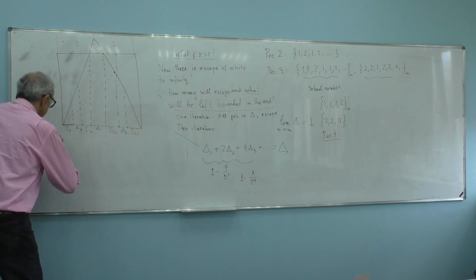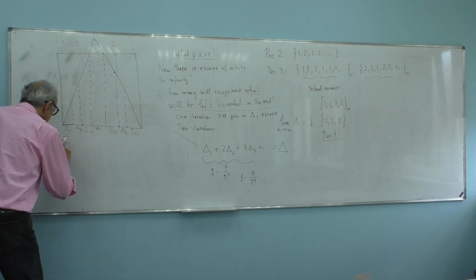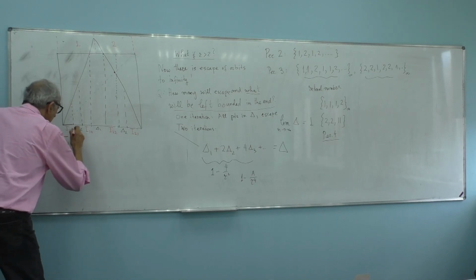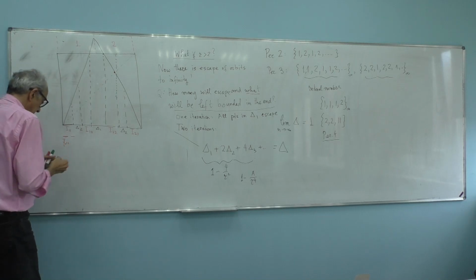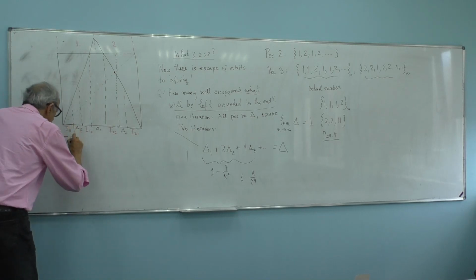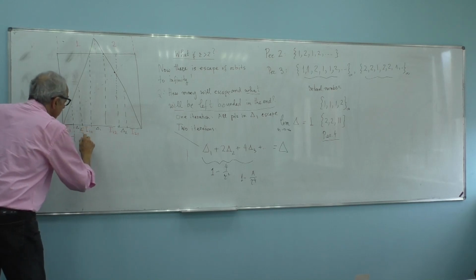I11 will be divided into I111 here, in two pieces. So let's use the markers in a smart way, like this. And of course it reminds you of the Cantor construction. That's where we're going to.